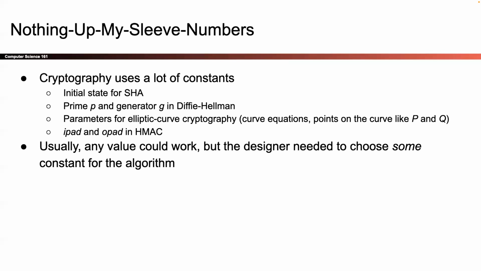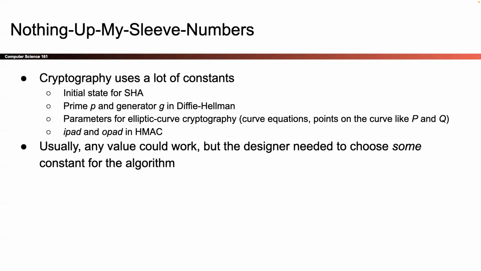Like if you took the HMAC and you swapped the values of ipad and opad, maybe the security proof is still okay. But when I'm publishing a paper or when I'm implementing HMAC, I have to choose something. Even if any value works in theory, I've got to choose something. Or like in Diffie-Hellman, any prime P and any generator G works. But when I'm actually using Diffie-Hellman in real life, I have to pick something.